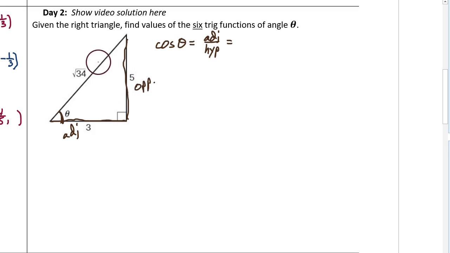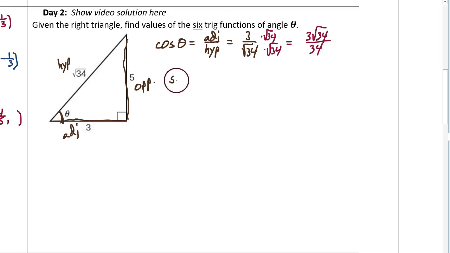The hypotenuse is the side of the triangle opposite the 90-degree angle. That's the hypotenuse. So adjacent divided by hypotenuse would be 3 divided by the square root of 34. Now we know that when you have square roots, you don't leave them in the denominator, so we need to rationalize this. Multiply top and bottom by the square root of 34. And this makes 3 square root of 34 all over 34.